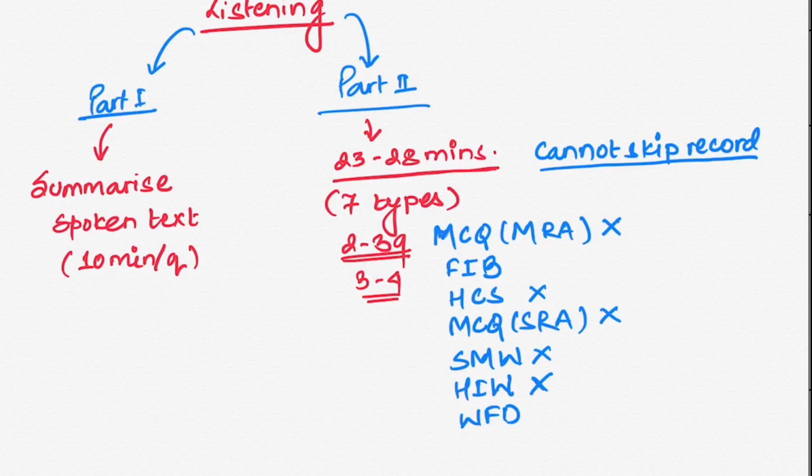Now, the 2 questions where you should spend extra time are fill in the blanks and write from dictation. So, how much extra time should you spend on these questions? On fill in the blanks, I would say you should spend the recording time, of course, because you can't skip the recording, plus around 30 seconds. Now, it does not have to be exactly 30 seconds. It can be sometimes more than that, sometimes even less than that.